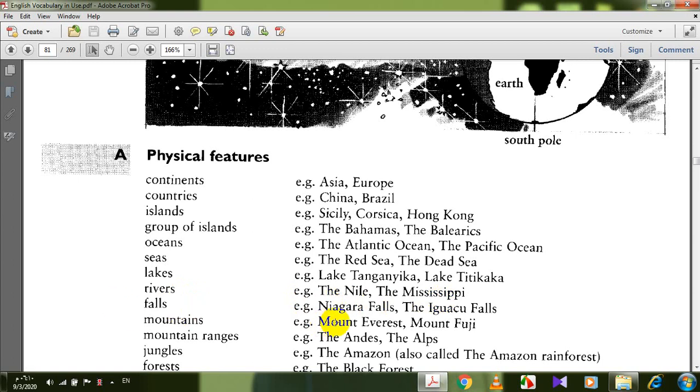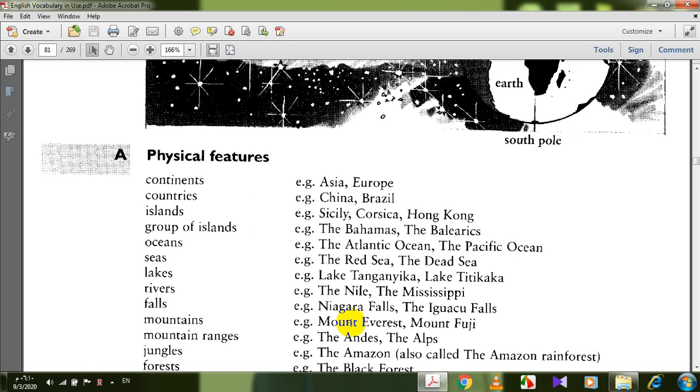Falls: Niagara Falls, Iguazu Falls. Mountains: Mount Everest, Mount Fuji. If it is one mountain, the definite article is not used. But if we are talking about ranges of mountains, we use the, like the Alps.